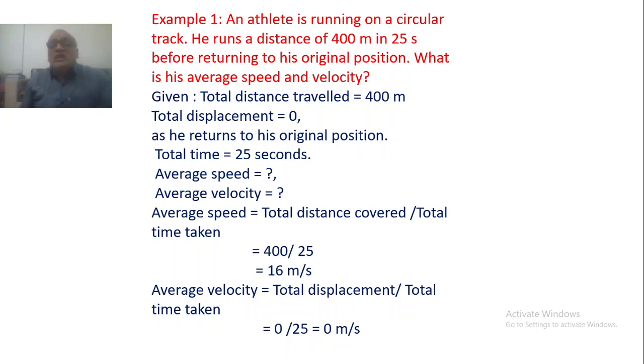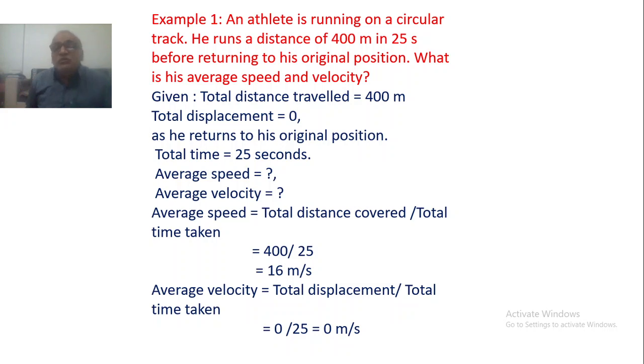Now an athlete is running on a circular track. It runs a distance of 400 meter in 25 seconds before returning to its original position. What is the average speed and velocity? Total distance traveled is equal to 400 meter. Total displacement is 0, because it is on a circular path and changes its direction at every point. That's why velocity changes if its direction changes, while speed remains constant. That's why its displacement is 0.